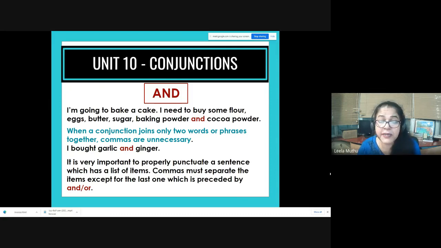Commas must separate the items except for the last one, before which you can put "and" or you can put "or". If you have a choice, you put "or". When you're including everything, you put "and".